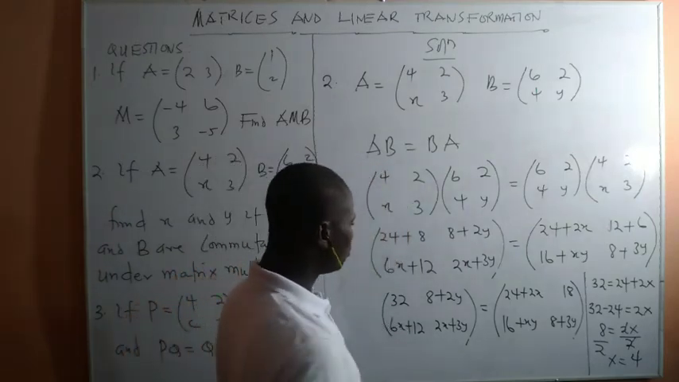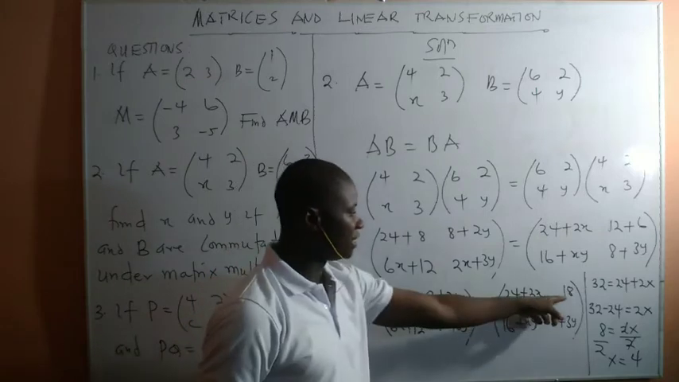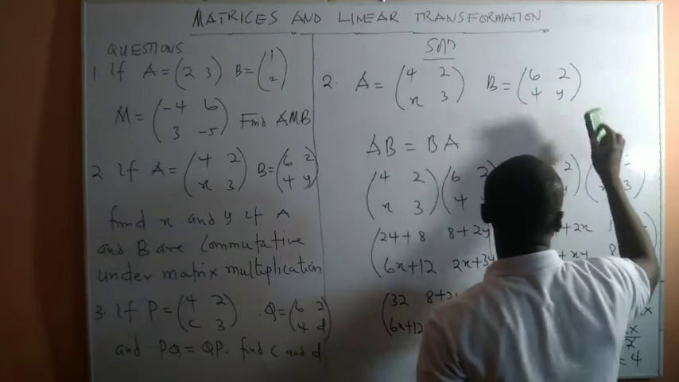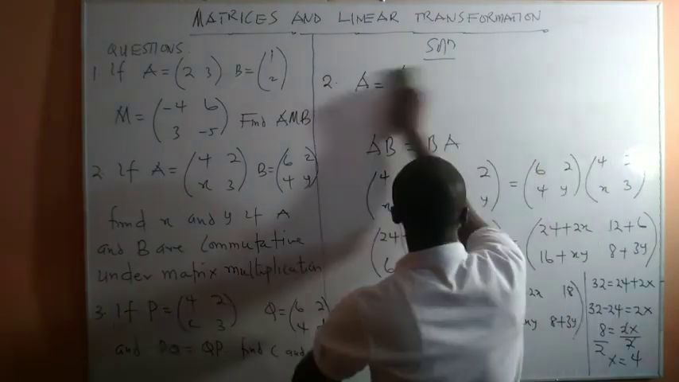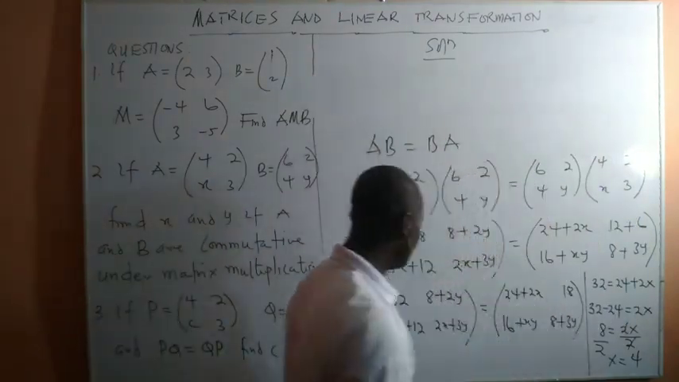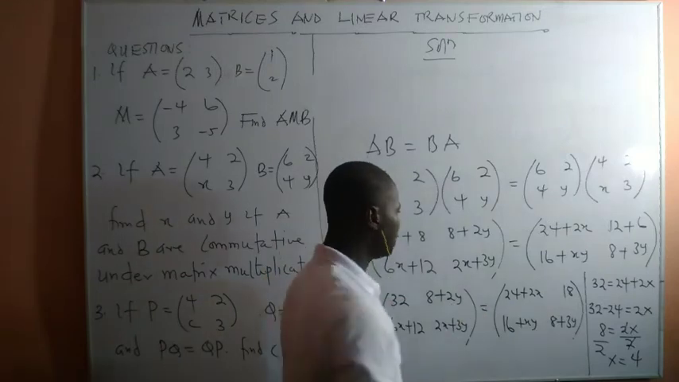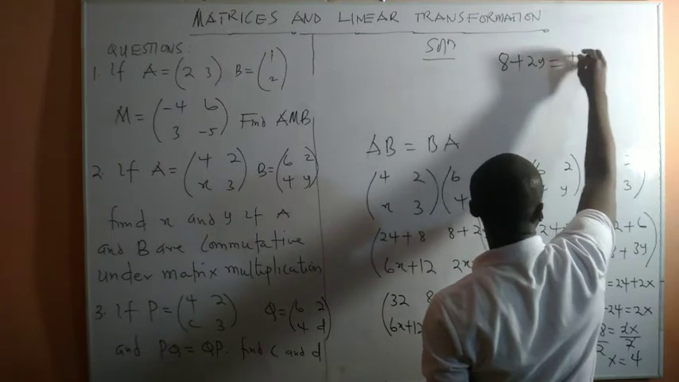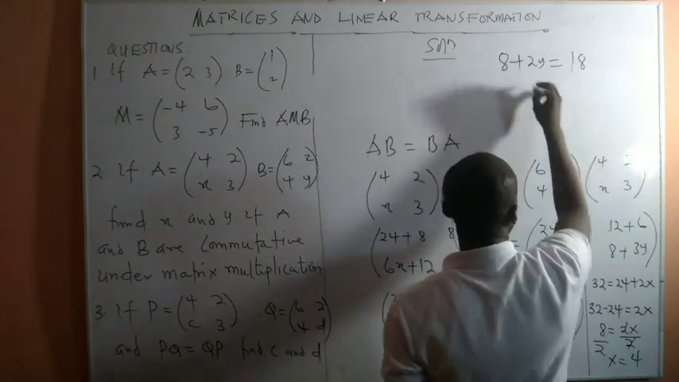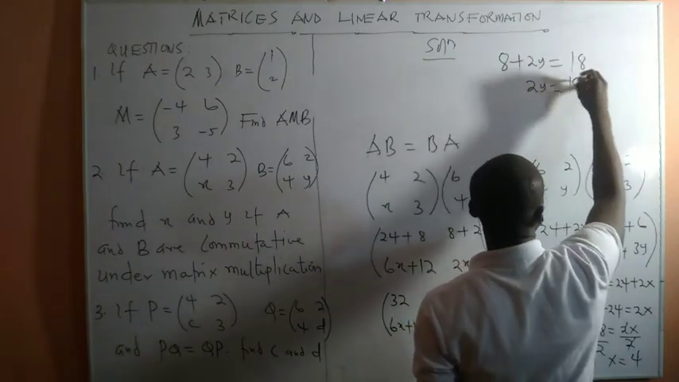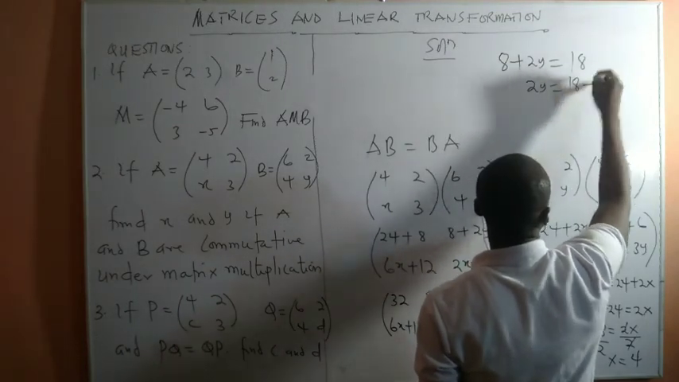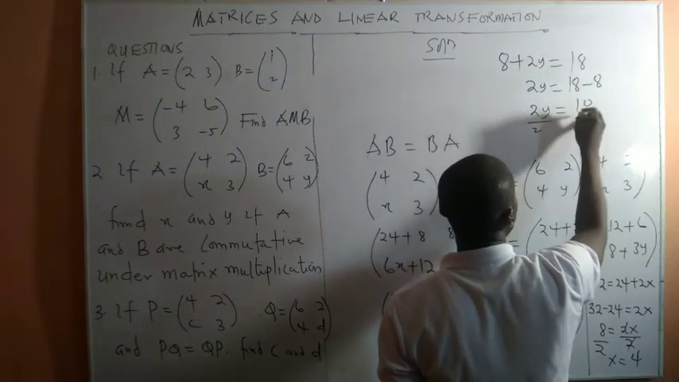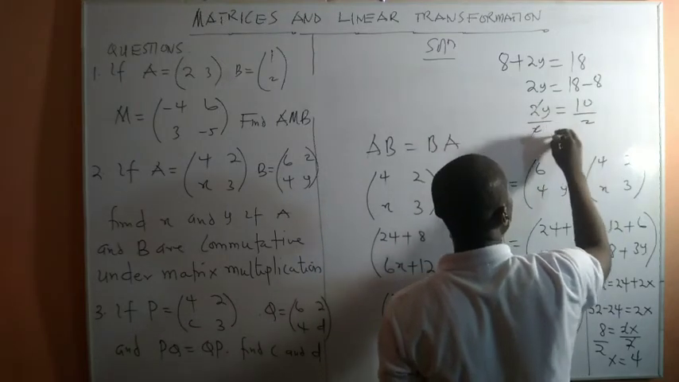And now we also equate 8 plus 2y to 18, and we also get the value of y. Now let's solve that up here. So equating 8 plus 2y equals 18. So we say that 8 plus 2y is equal to 18. Now we have 2y on the left is equal to 18, and the 8 on the right will be minus 8. So we have 2y is equal to 10, and dividing both sides by 2 because we want to make y the subject.